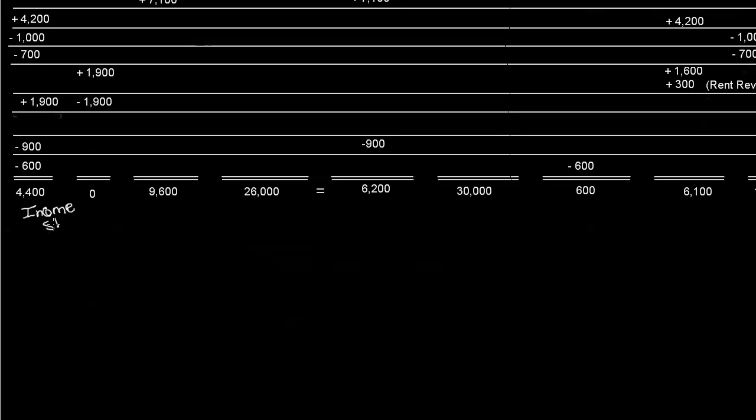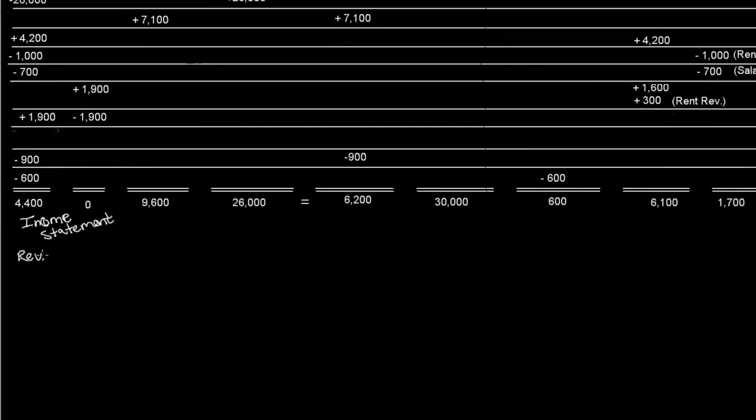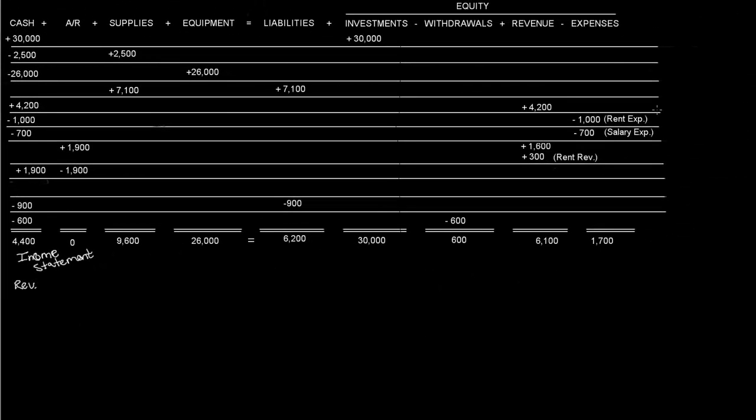And keep in mind that all an income statement is revenues minus your expenses. So I'm just going to write revenue here. So that means we're only going to focus on these two lines right here, revenue and expenses. So we see that we have three different numbers here. This 4,200 is a consulting fee, the 1,600 is a consulting fee, and the 300 is rent revenue. So let's go ahead and write that down.